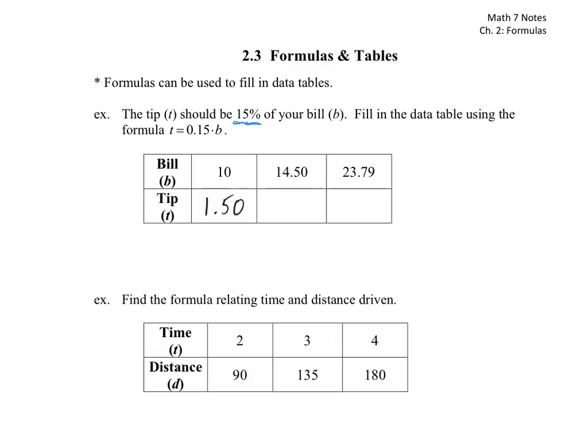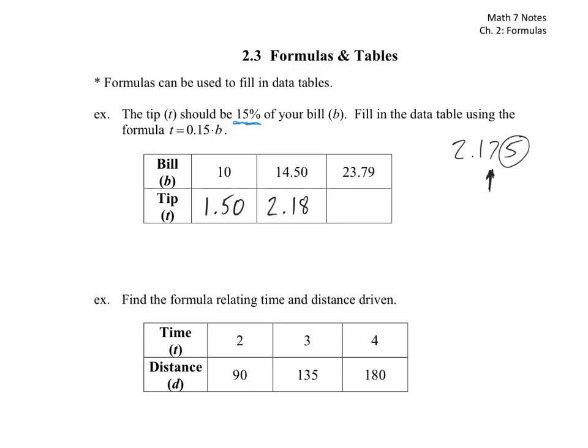So 0.15 times 14.50. So we get 2.175. So what should I write in that box with proper rounding? Would be 2.18. Because it's money, we want to round it to 2 digits. So we look at that 7. Because the next number is a 5, we round it up to 18 cents. Good? Last one, anybody beat me to that last number?